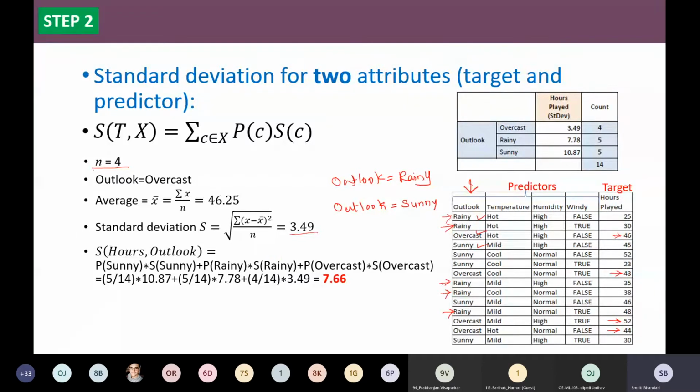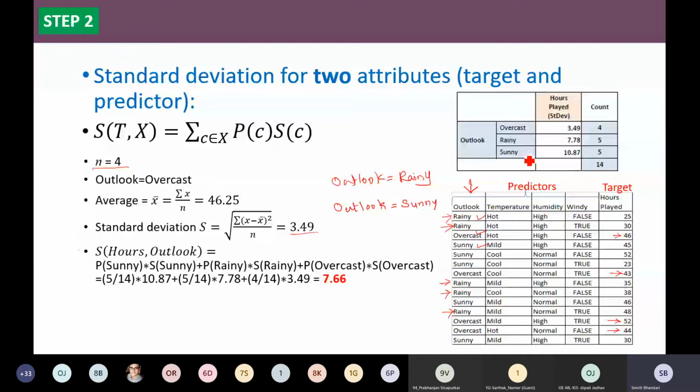So here is the table depicting the respective standard deviations. For outlook value overcast, the standard deviation is 3.49. For outlook equal to rainy, the standard deviation is 7.78. And for outlook equal to sunny, the standard deviation is 10.87. These are the counts of the examples, how many examples we have for that particular value, right? Overall samples that we have are 40.